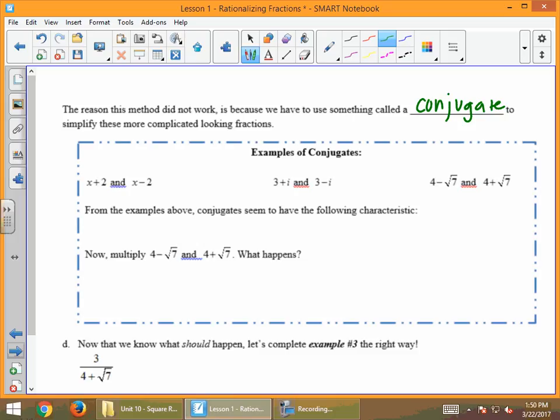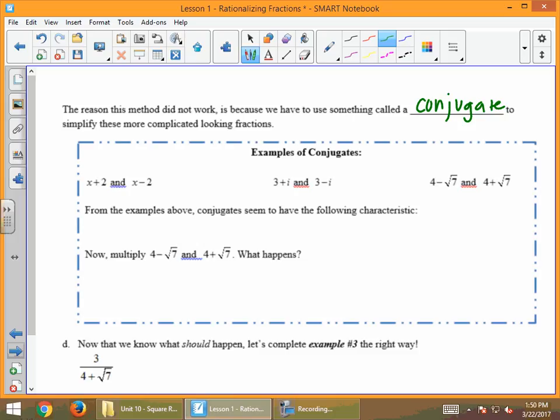Okay? Here are some examples of conjugates. X plus 2, x minus 2. That's an example. 3 plus i, 3 minus i. That's an example. 4 minus radical 7 and 4 plus radical 7. Those are all examples of conjugates. What are you noticing about them? Yeah, what do you mean by that? Do the terms change at all? No, that's the only thing that changes.